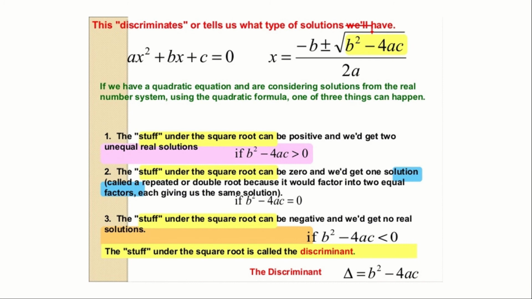That is, if b square minus 4ac is greater than 0, if it is a positive number, then we will get two unequal real solutions. If b square minus 4ac is equal to 0, then we will get two equal solutions. And if b square minus 4ac is less than 0, then we will get no real solutions. So these are the things we have to keep in mind.